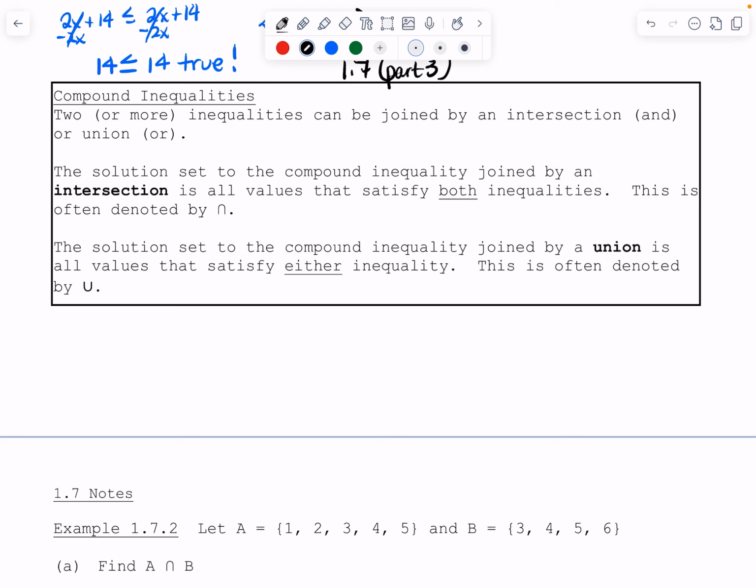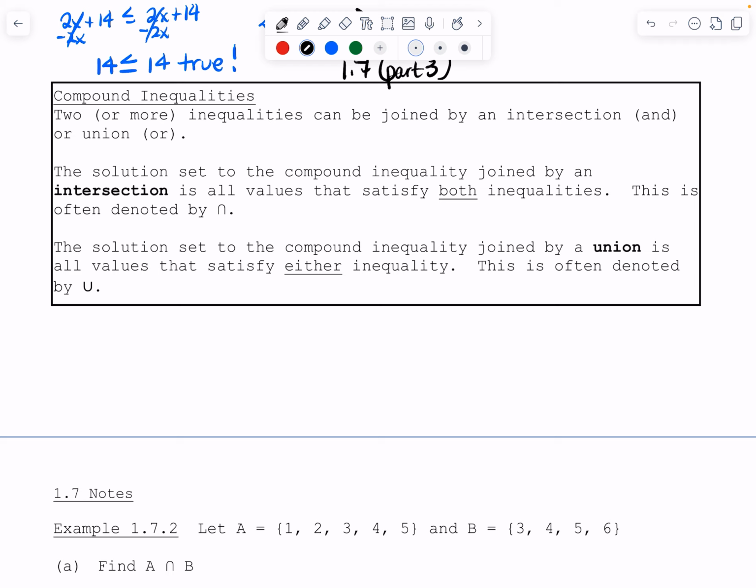All right, this is compound inequalities. We're on 1.7 part 3. Two or more inequalities can be joined by intersection, which is an "and," or a union, which is "or." Okay, so things get a little bit more complicated here. Just to explain the difference between the two, I'm going to go over intersection first.